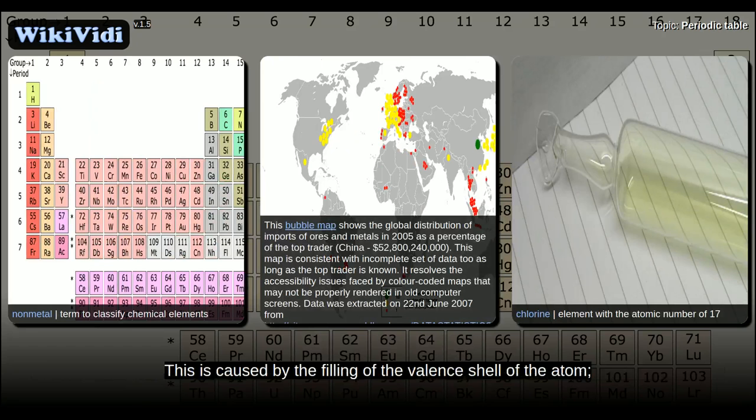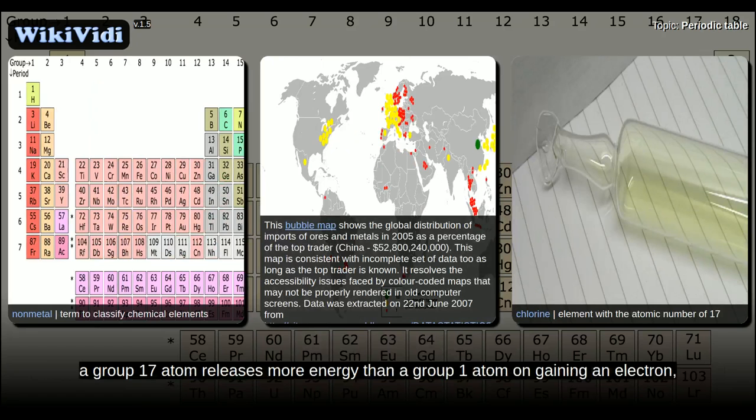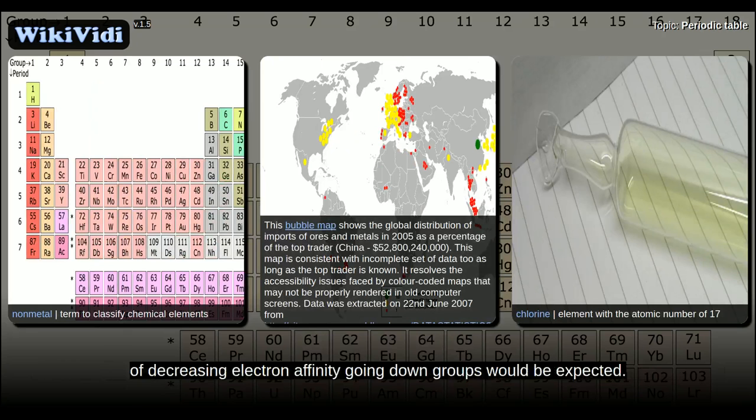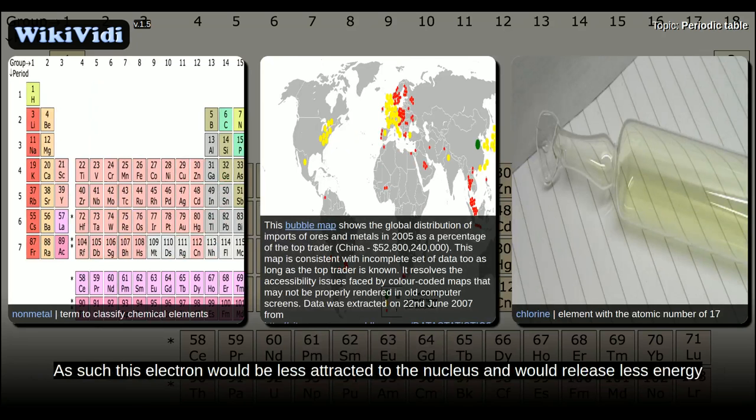This is caused by the filling of the valence shell of the atom. A group 17 atom releases more energy than a group 1 atom on gaining an electron, because it obtains a filled valence shell and is therefore more stable. A trend of decreasing electron affinity going down groups would be expected. The additional electron will be entering an orbital farther away from the nucleus. As such, this electron would be less attracted to the nucleus and would release less energy when added.